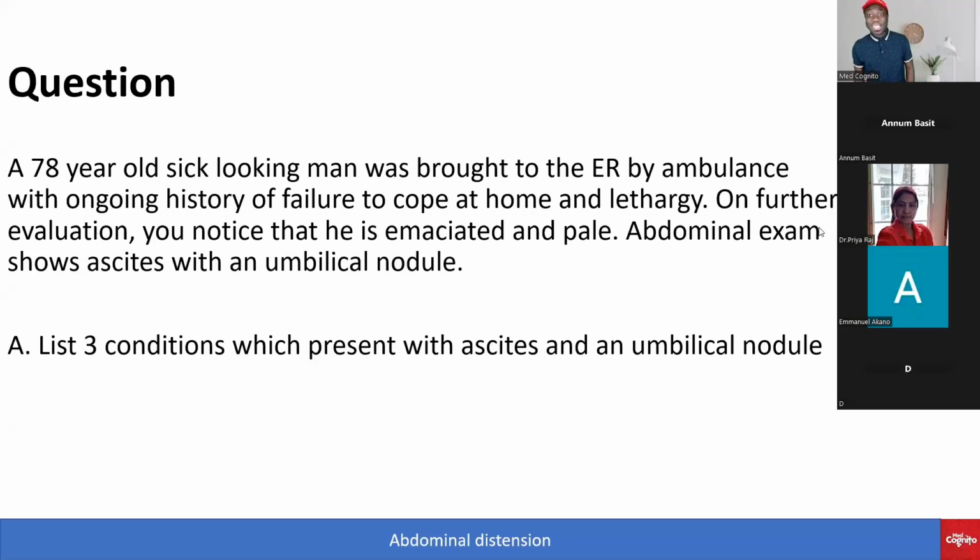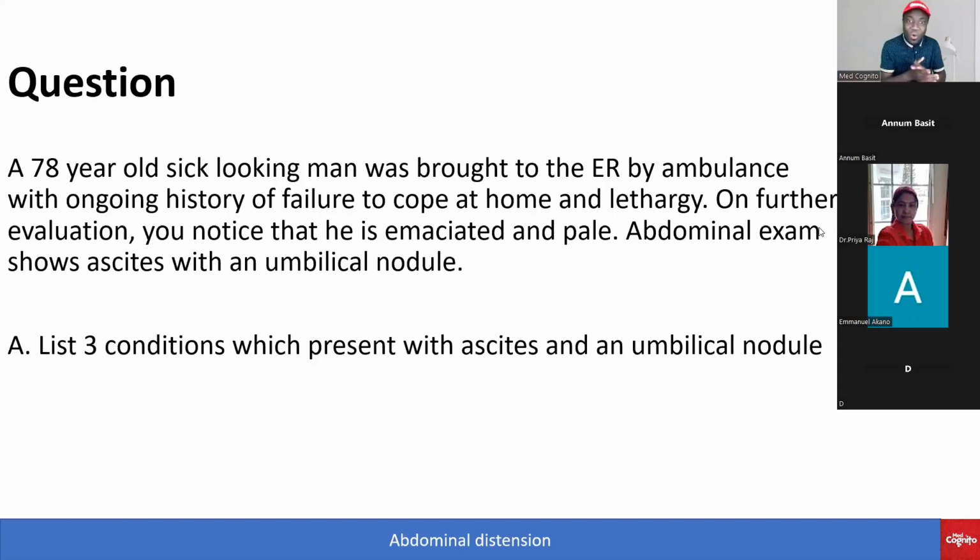Beautiful. Can you tell me? Can anyone help me? Ascites with umbilical nodule. So this is an equation. Ascites plus umbilical nodule. What are your answers? Tell me. Peritoneal carcinomatosis. What else? Sister Mary Joseph's nodule is the name of the nodule, right? But what are the causes of Sister Mary Joseph's nodules?